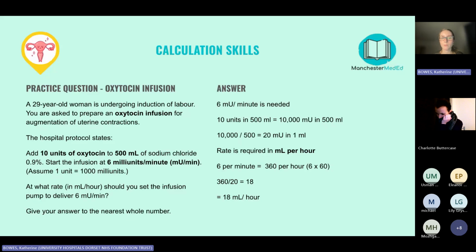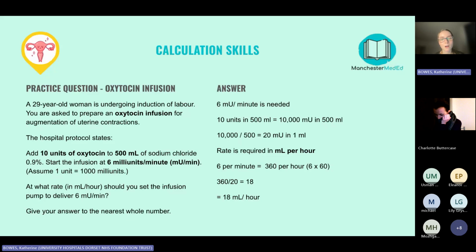So we've been given 10 units of oxytocin in 500 mils. So we've converted that to 10,000 milliunits in 500 mils, okay? And then what I've tried to do is work out how many milliunits we have in 1 mil. So we've done 10,000 divided by 500, and that gives me 20 milliunits in 1 mil.